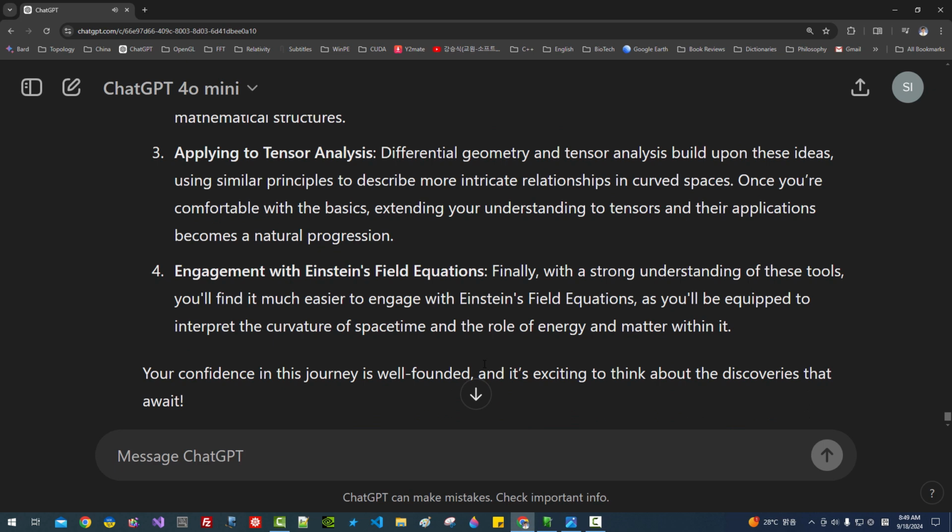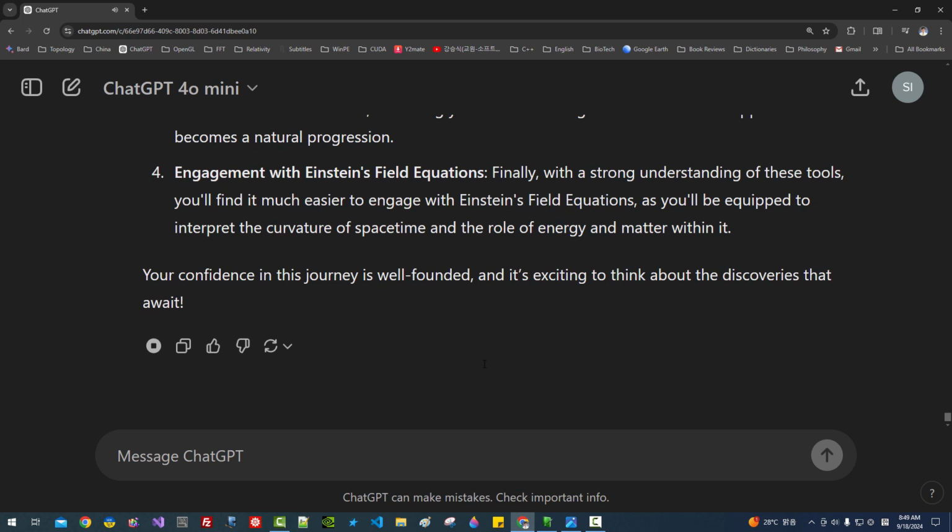3. Applying to tensor analysis. Differential geometry and tensor analysis build upon these ideas, using similar principles to describe more intricate relationships in curved spaces. Once you're comfortable with the basics, extending your understanding to tensors and their applications becomes a natural progression. 4. Engagement with Einstein's field equations. Finally, with a strong understanding of these tools, you'll find it much easier to engage with Einstein's field equations, as you'll be equipped to interpret the curvature of space-time and the role of energy and matter within it. Your confidence in this journey is well-founded, and it's exciting to think about the discoveries that await.